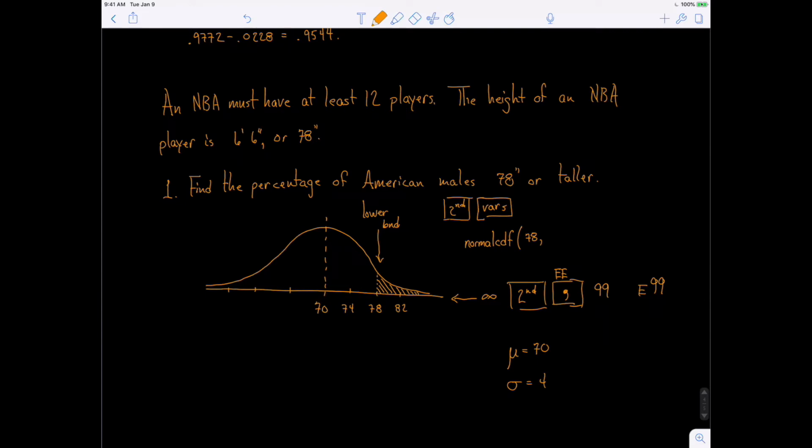And if you run the calculation, this is 78, E99, 70, and 4. And when you press go, you get 0.0228. So not very much. About 2% of the males are 6 feet 6 or taller.